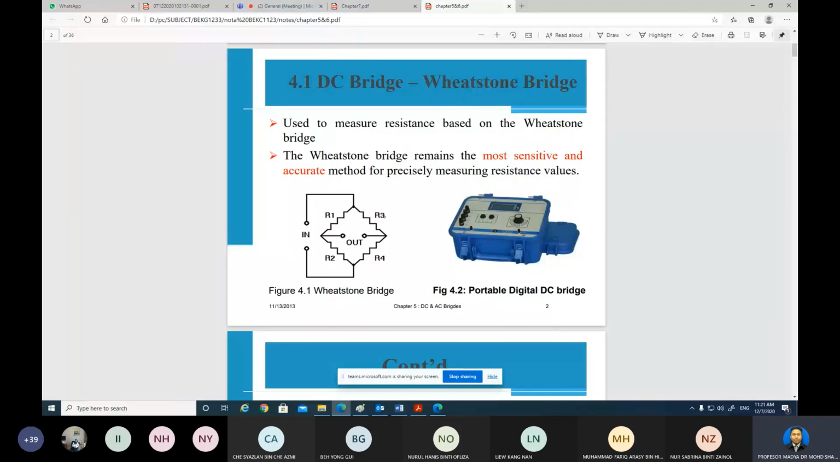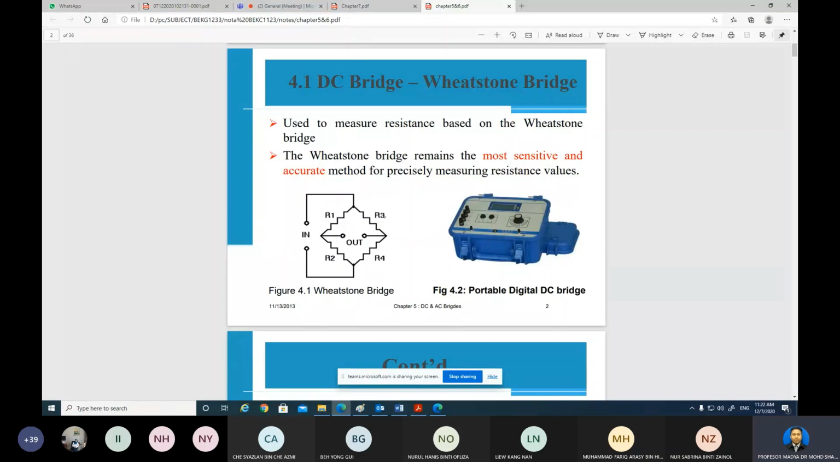The Wheatstone bridge remains the most sensitive and accurate method to measure resistance, compared to the Kelvin bridge. The Kelvin bridge is normally used for low resistors; to measure a low resistor, we have to use the Kelvin. For accuracy and sensitivity, we use the Wheatstone bridge. So this is what we call the Wheatstone bridge.